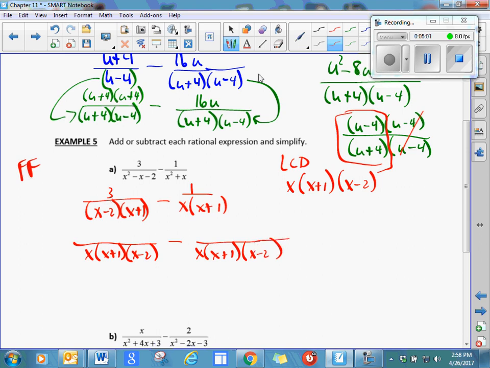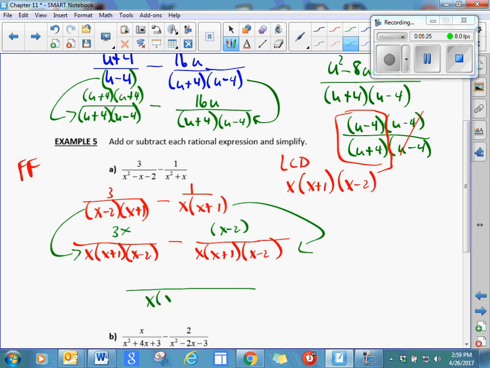And just like we did before, we've got to determine what we need to multiply by to get from here to here. He's got 2 of the pieces, he's missing the x, so I have to multiply the 3 times x. This one, he's got the x plus 1, but he does not have the x minus 2. So 1 times x minus 2 is going to be that new numerator.